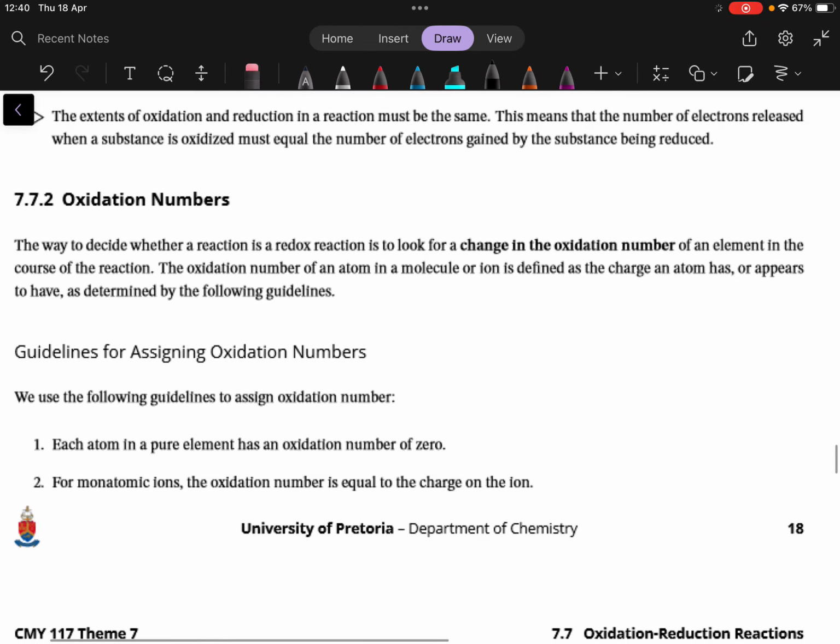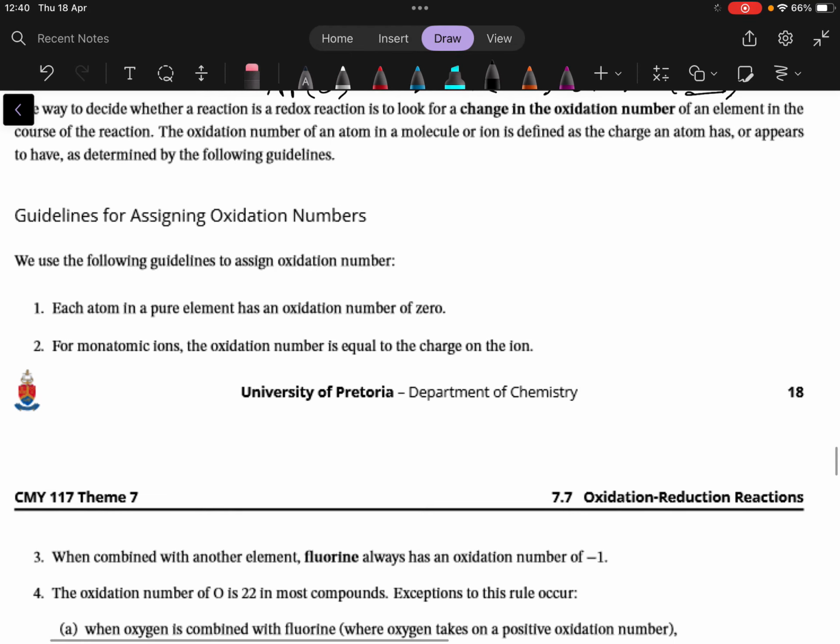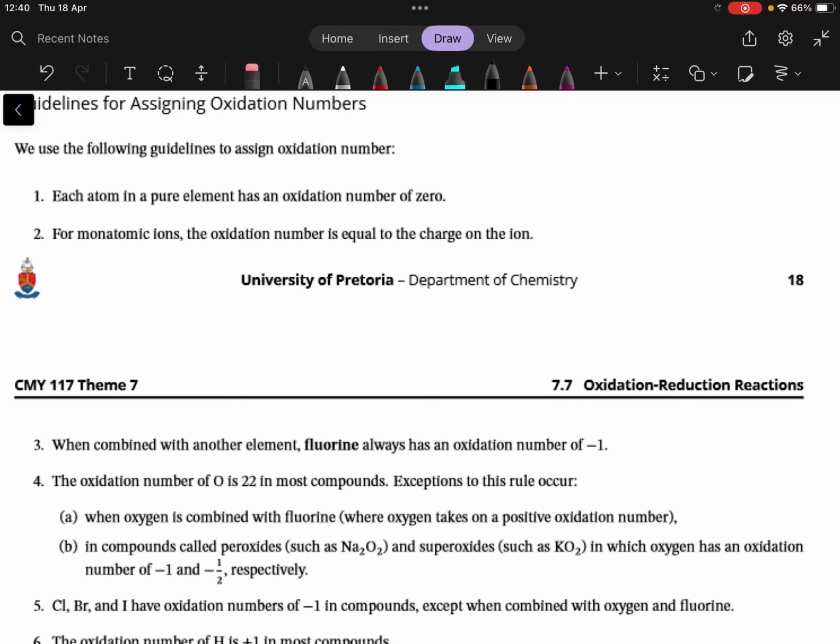Now, we've already used the concept of oxidation numbers. So in other words, what we were using is we said aluminium in the 0 state goes to aluminium in the 3+ state, for example, in the previous example. We sometimes also write it as aluminium with a Roman numeral III. So here are some general rules for assigning it.